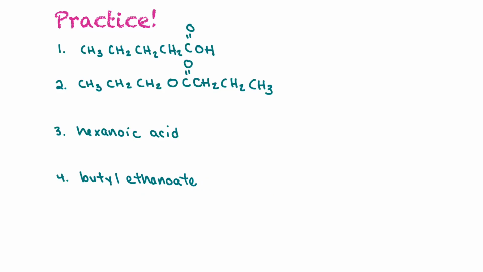So now we're going to practice with a couple of examples mixed in together. So you have to practice recognizing which type of molecule you're looking at. So the first one, the carboxyl group is at the end. So that would be a carboxylic acid. And we have 1, 2, 3, 4, 5. So this is going to be pentanoic acid.